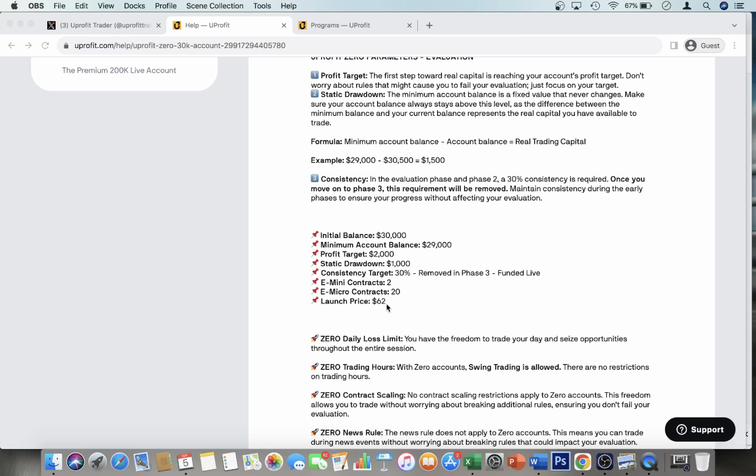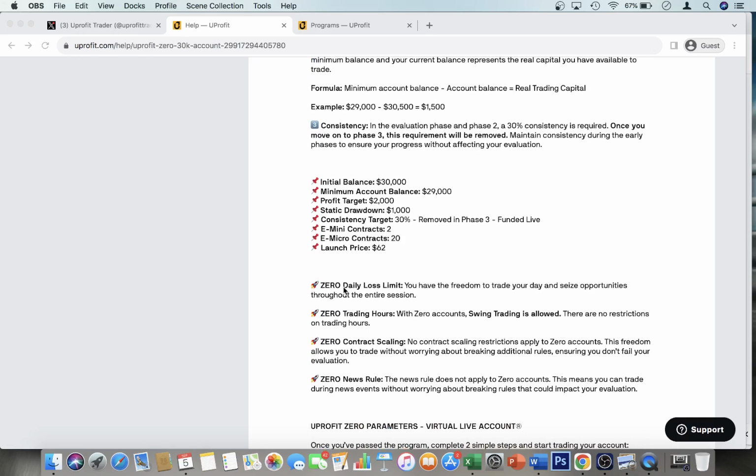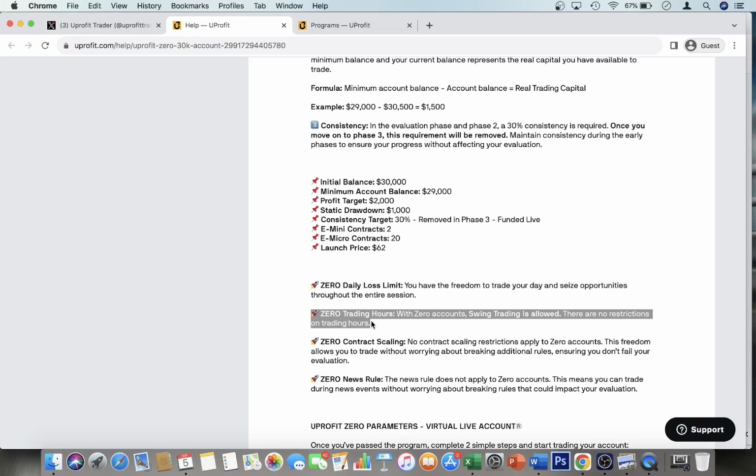I'm sold. I was sold right there. But it gets even better if you keep on reading. So again, 0 daily loss limit because it's static. That makes sense. 0 trading hours. This is a big one. This basically means you can swing trade in this account. You don't have to close your position out at 5 p.m. or 4:10 or whenever they tell you have to do it. With this account, you can actually make longer term trades.